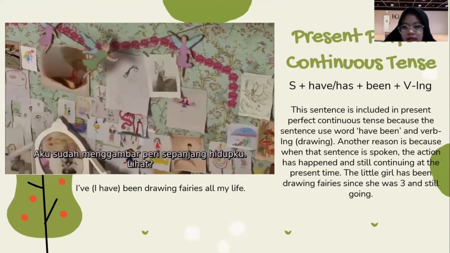This sentence is included in present perfect continuous tense because it uses "have been" and a verb in -ing, "drawing." Another reason is that when that sentence is spoken, the action has happened and is still continuing at the present time. The little girl has been drawing Paris since she was 3 and is still doing it.